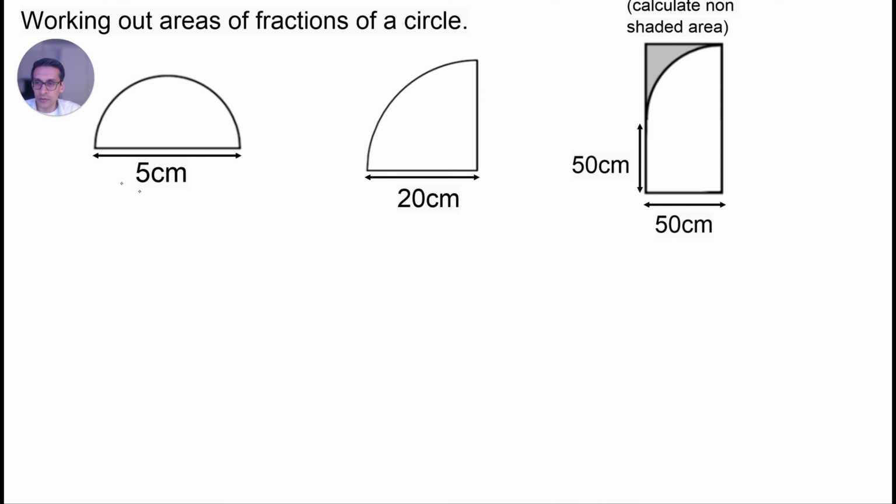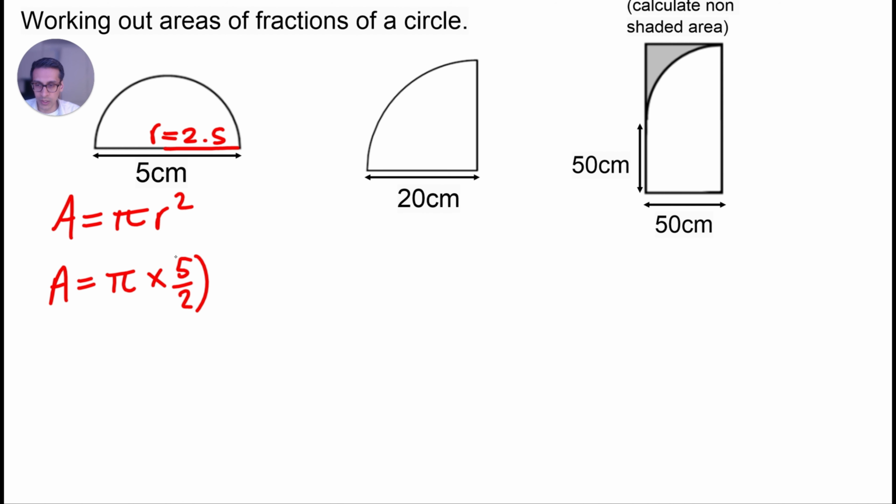I'm going to go through question 1. Pause the video if you haven't had a go yet. So first of all, we know that the area of a circle equals pi r squared. The radius here is not 5, it's going to be 2.5. So the area equals pi times, now instead of writing 2.5, I'm going to write 5 over 2, because half of 5 is 2.5, and we're going to square that. It's much easier to do that. So this becomes 25 over 4 pi centimeters squared.